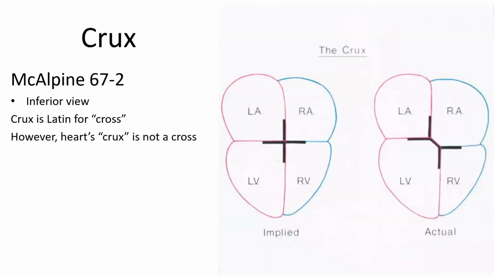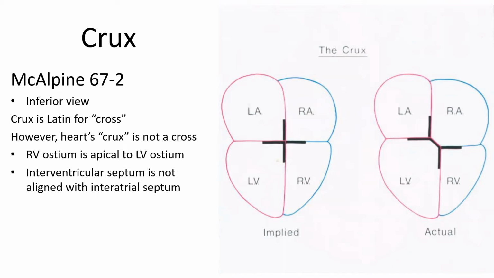The crux of the heart, crux Latin for cross. This implies, in the picture on the left here, that the chambers meet up to make a cross or plus shape, but in actuality, it's nothing like that. And we see that the RV ostium is apically displaced from the LV ostium, and that's where we get the 1 centimeter when we're looking for Ebstein's anomaly.